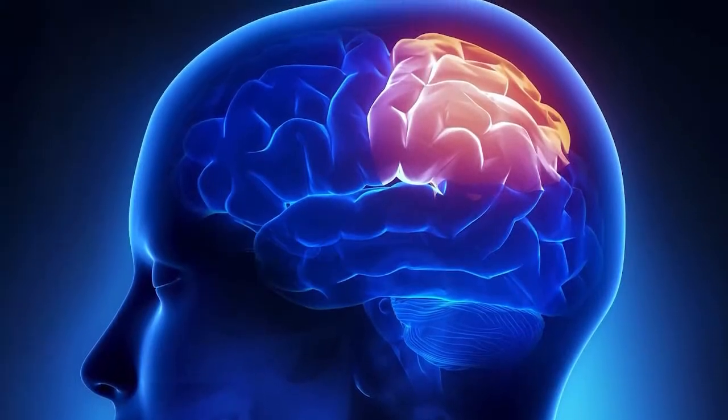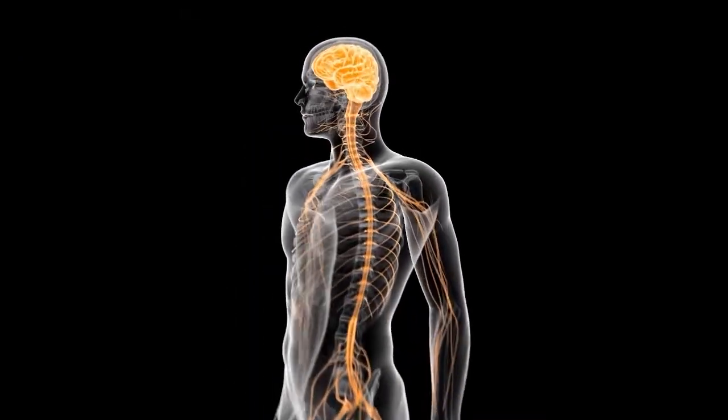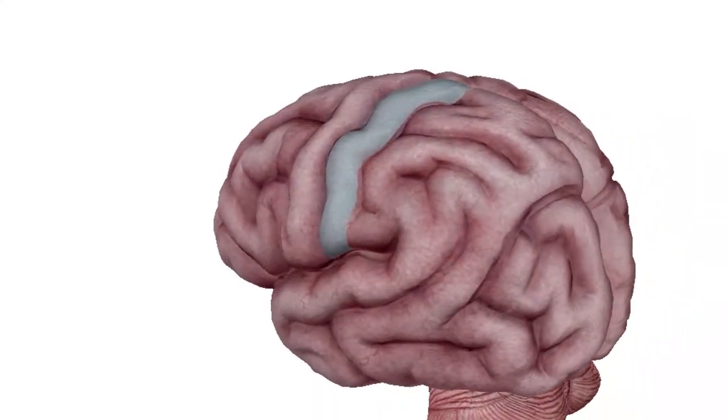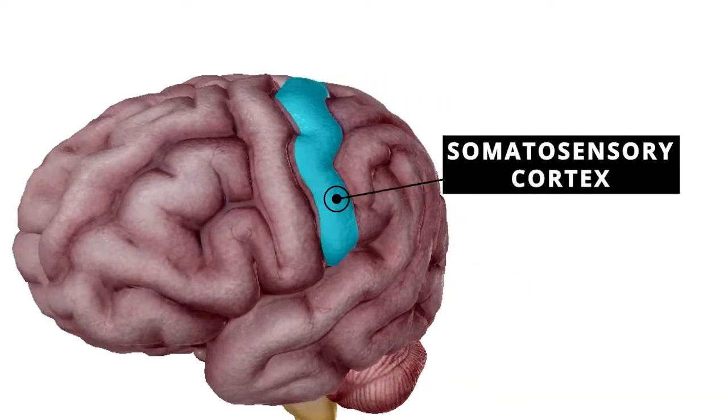Positioned behind the frontal lobe and above the temporal lobe, it processes sensory information from the body such as touch, taste, and spatial positioning. The somatosensory cortex, which maps tactile information from the body, is located in this lobe.